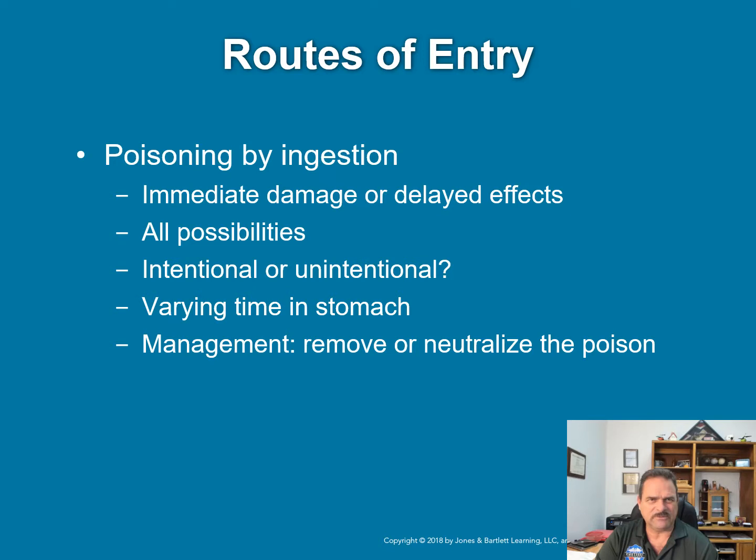Routes of entry for poisons. Obviously, you can get poisoned by ingestion, which may produce immediate damage or delayed effects. Caustic substances especially cause immediate damage. And some poisons must be absorbed into the bloodstream before they can really cause any damage. So, some considerations: all possibilities regarding the substance, and whether the ingestion was intentional or unintentional. Most common sources include medications around the home and household chemicals. Assessment clues may include stained fingers, lips, or tongues, and sudden onset of stomach cramps with or without nausea, vomiting, and diarrhea.